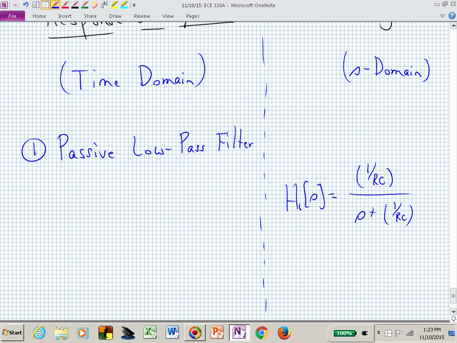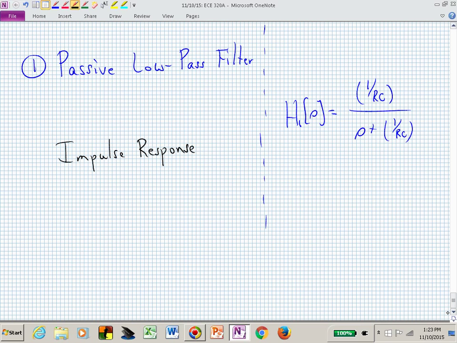Now somebody might say, well, what's the impulse response of that low-pass filter? What does that look like? So now we have to move back into the time domain. What is h sub 1 of t? Now you just have to inverse Laplace transform that. What kind of shape or mode will you see in the time domain?